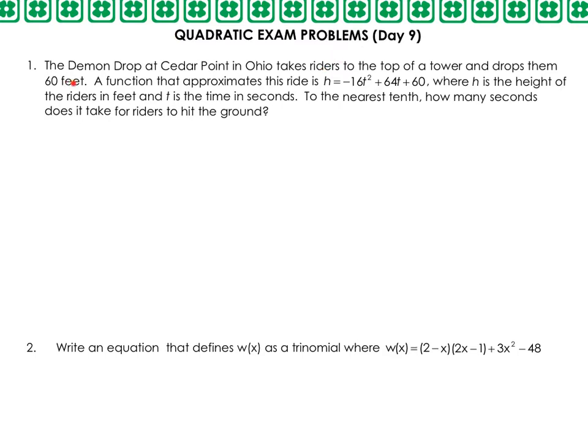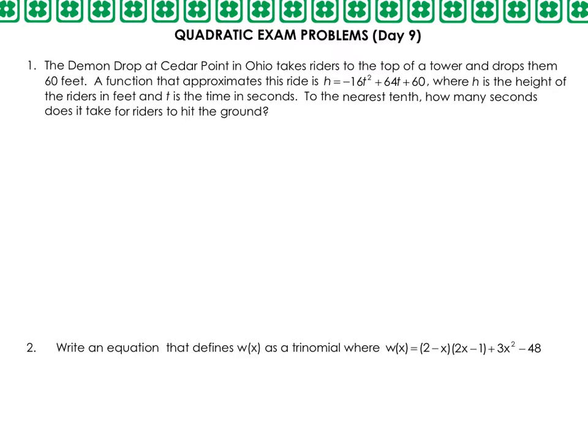So this first one here, the Demon Drop at Cedar Point in Ohio takes riders to the top of a tower and drops them 60 feet. A function that approximates this ride is h equals negative 16t squared plus 64t plus 60, where h is the height of the riders in feet and t is the time in seconds. To the nearest tenth, how many seconds does it take for the riders to hit the ground?